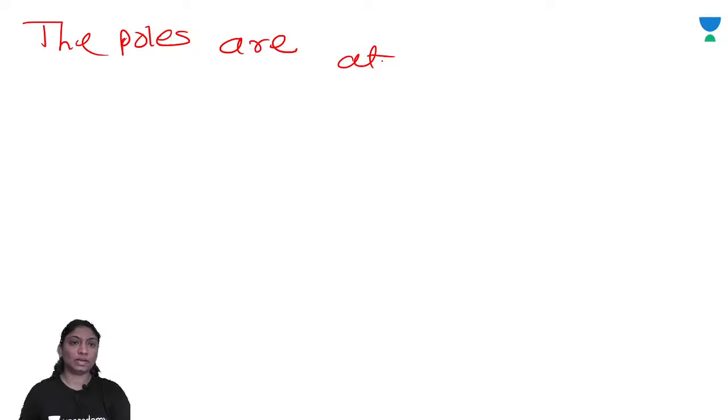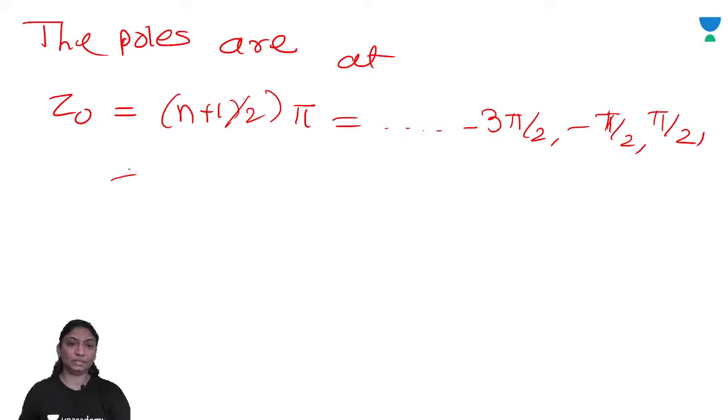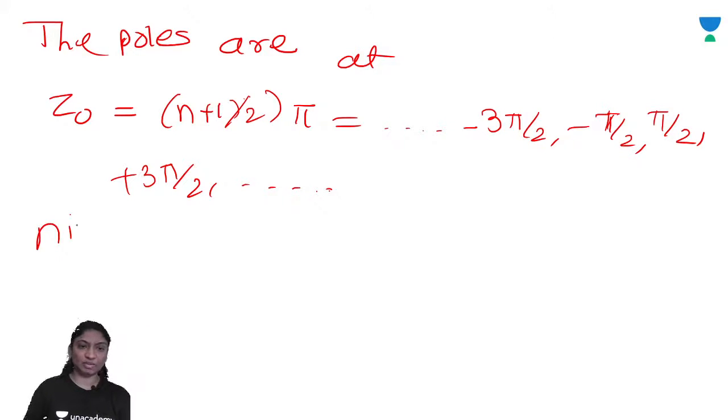The poles are at z0 is equal to (n + 1/2)π, that is, minus 3π/2, minus π/2, π/2, and 3π/2 and so on. None of these poles lie inside the unit circle, because it is a unit circle, which means radius 1. So definitely these poles lie outside the circle C.